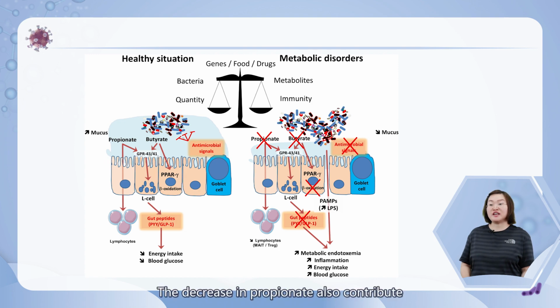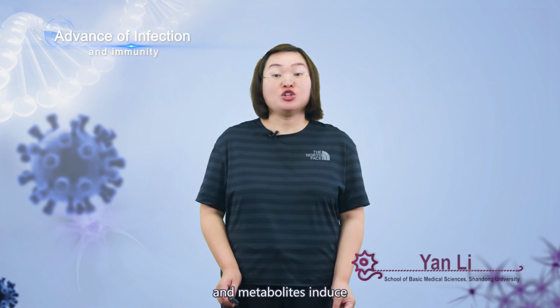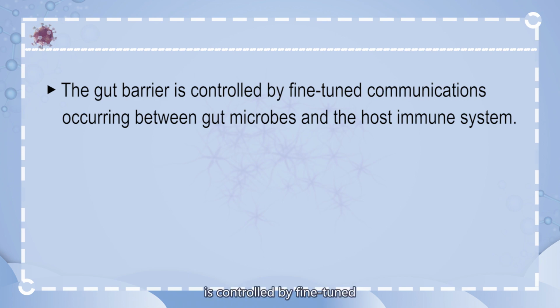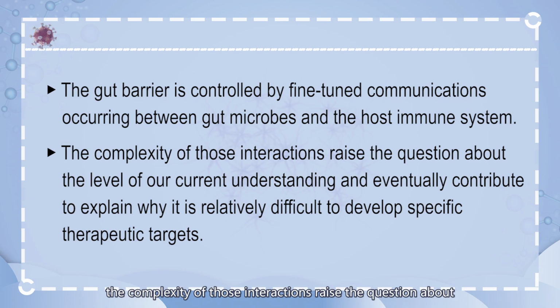The decrease in propionate also contributes to the lower abundance of specific T cells, the Treg, in the lamina propria of the gut. Altogether, such changes in the microbial environment and metabolism induce a leakage of pathogen-associated molecular patterns, such as LPS, that are increased in the blood and trigger low-grade inflammation. In conclusion, the gut barrier is controlled by fine-tuned communications occurring between gut microbiomes and the host immune system. Additionally, the complexity of those interactions raises a question about the level of our current understanding and eventually contributes to explain why it is relatively difficult to develop specific therapeutic targets.